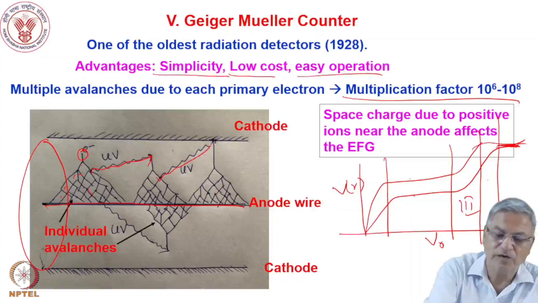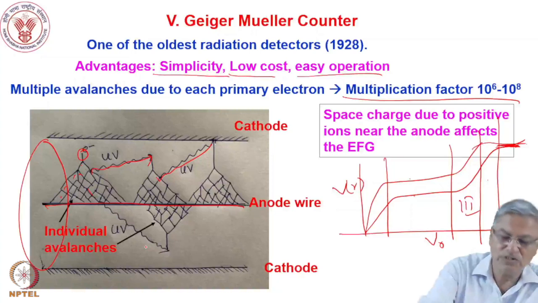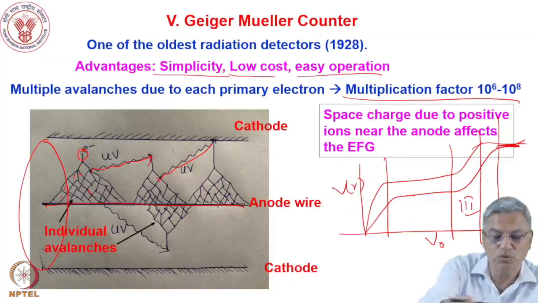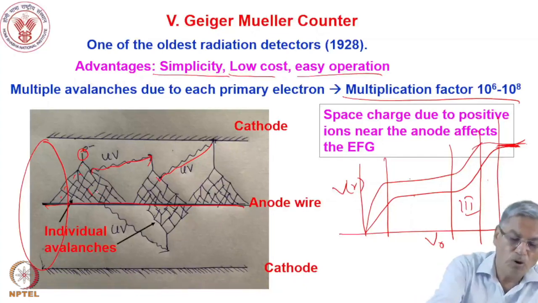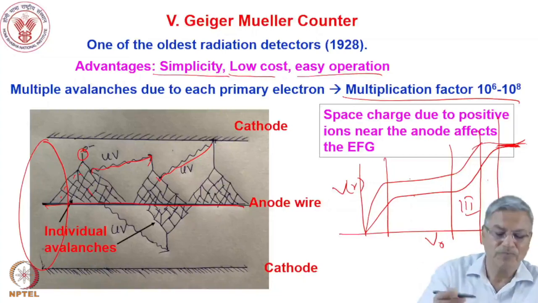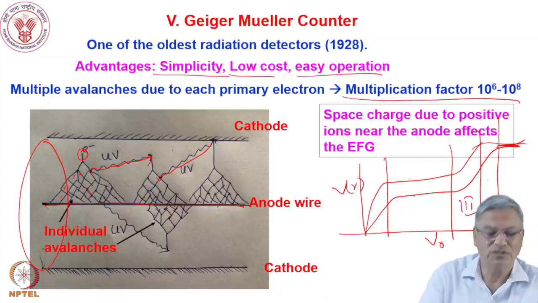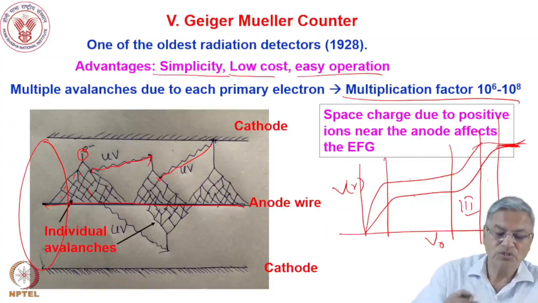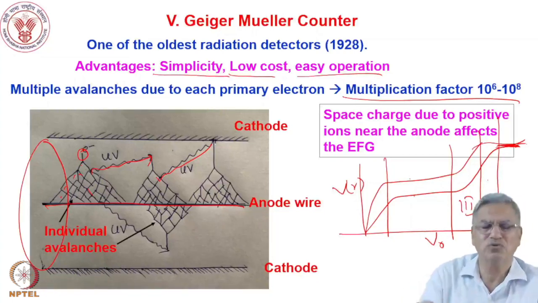Again, from this you can have another UV photon generate avalanches, and it can be to the other side also. The anode wire is in the tube, so surrounding the anode wire you have the gas. So on all sides of the anode wire, there will be a sequence of avalanches, and these avalanches can be generated by electrons or the UV radiations that are produced by the excited molecules. So these avalanches generate a large number of electrons and ion pairs.